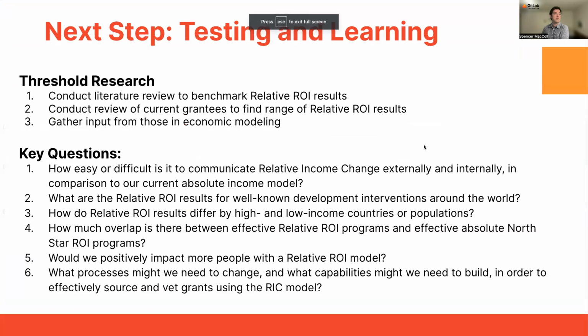So lastly, I'll say that we're really looking forward to testing and learning over the next year. We are continuing to do literature reviews to find benchmarks in the relative ROI framework. We really want to ask ourselves some key questions around how easy or difficult it is to communicate this new type of income change. What are the relative ROI results for well-known development interventions? Do we think that we can actually positively impact more people through the relative ROI threshold rather than the absolute ROI threshold? And what processes and capabilities might we have to change as a foundation if we really want to move in this direction?